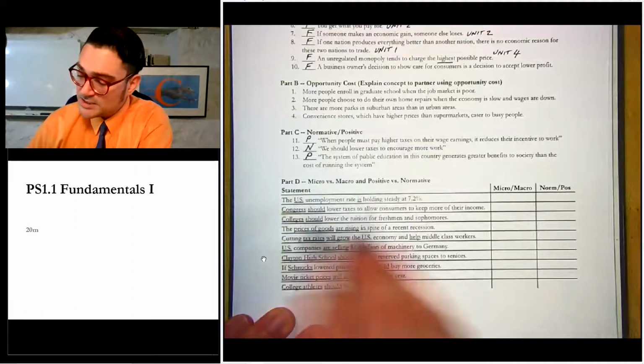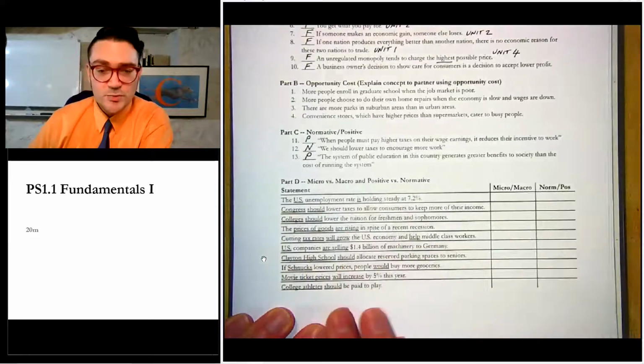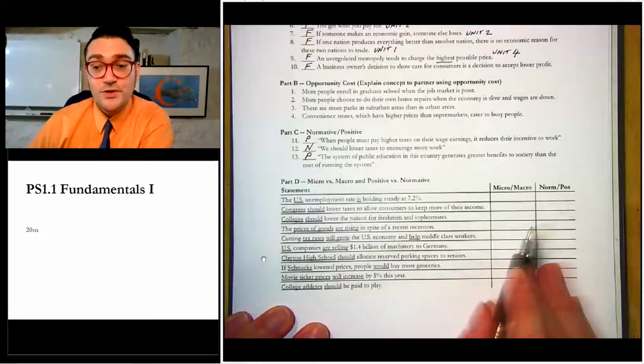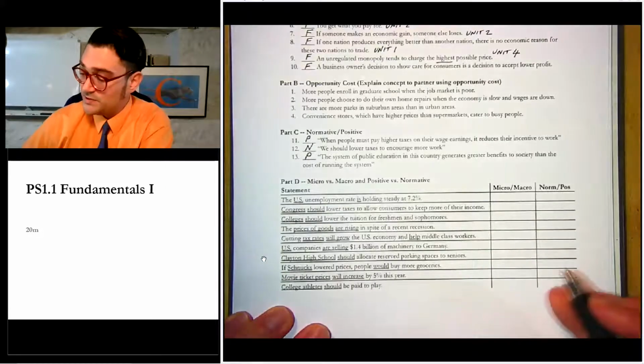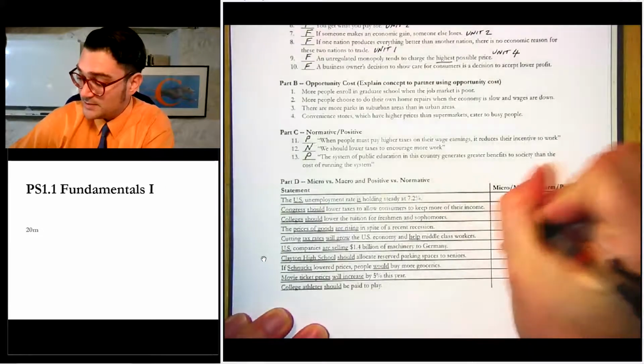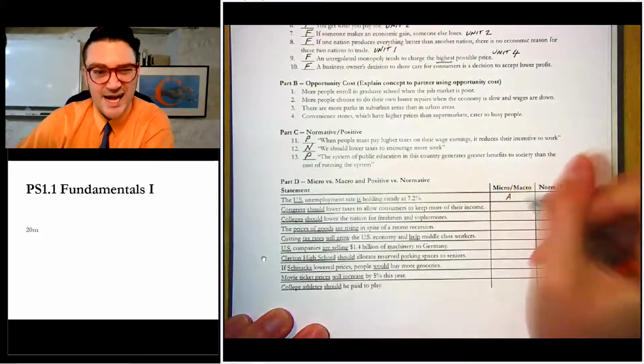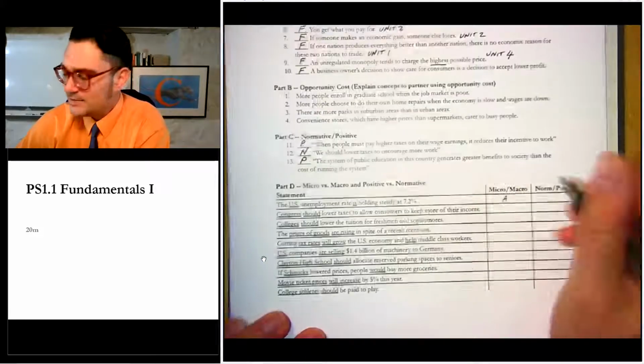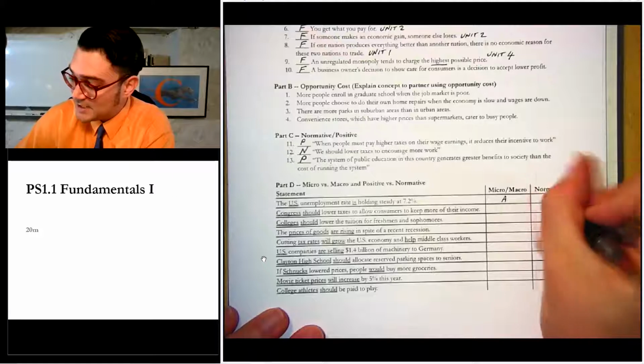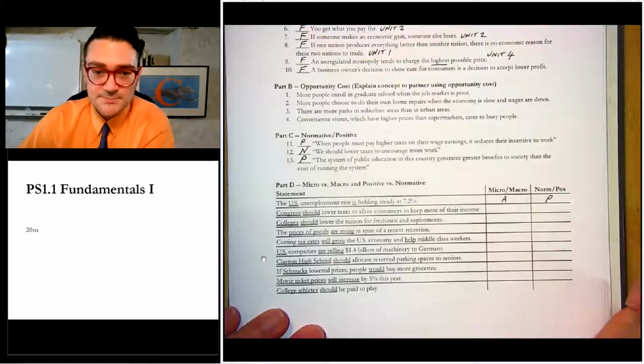Now, the U.S. unemployment rate is holding steady at 7.2%. Now, for these we're going to say micro, macro, and normative, positive. So for this one, this is a macro. I'm going to say A for macro and I for micro, because I don't like writing that much. And then this is a positive statement. It just says this is what it is.